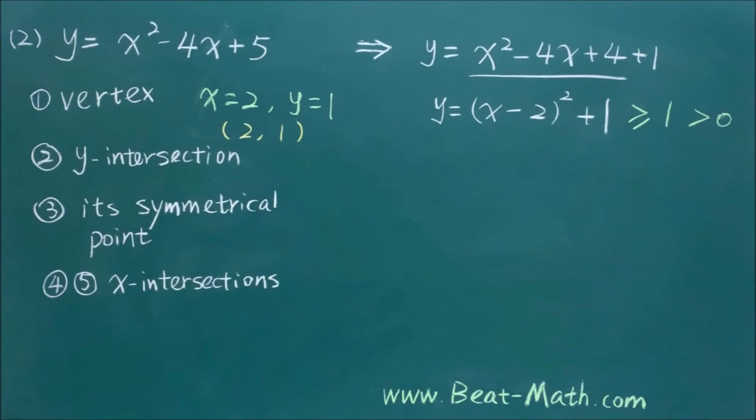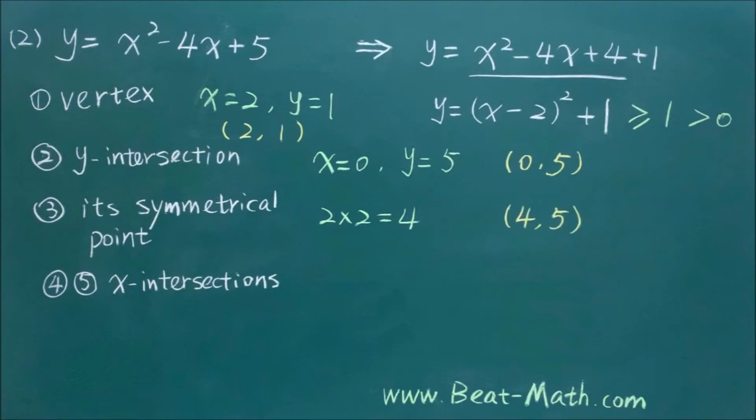Then as usual, we will plug x equals 0 in the function and get the value of y, which is 5. So the y-intercept is (0, 5). Now we have to determine the symmetric point of the y-intercept. The x-coordinate of this point is double the x-coordinate of the vertex, and its y-coordinate is the same as the y-coordinate of the y-intercept, so we get the point (4, 5).